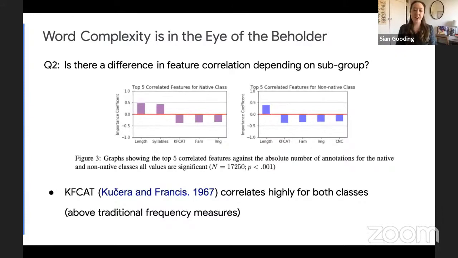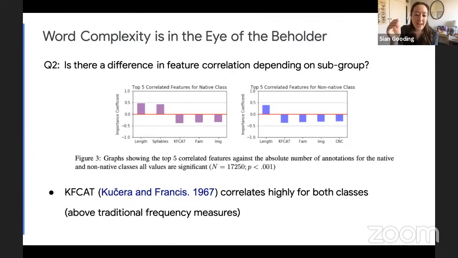So I think this is quite interesting. Historically, when you look at the literature on word complexity, three of the features that are brought up again and again are word length, word frequency, and psycholinguistic factors. But actually, what we found is that frequency, whilst it was in the top 10, didn't appear in the top 5, but this KF-CAT feature did.